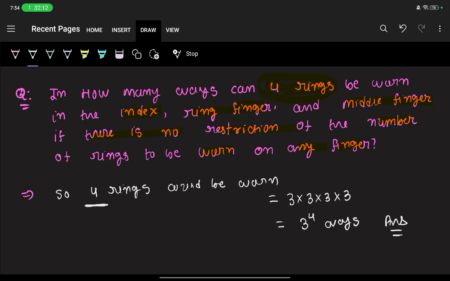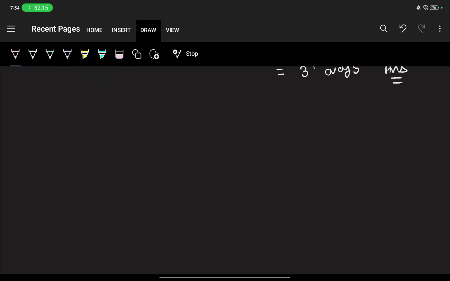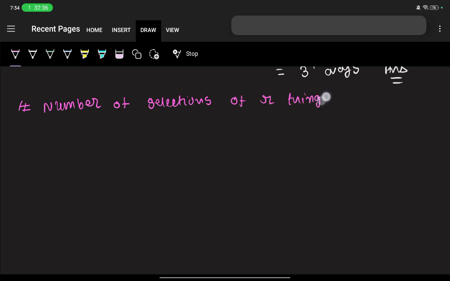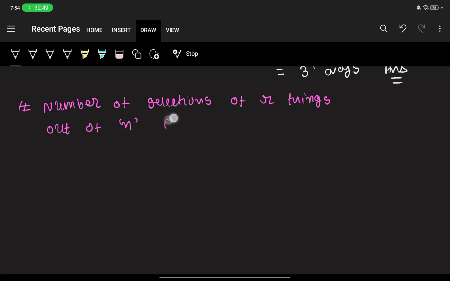Okay. Another property or another rule. Number of selections of r things out of n identical things is equal to 1. Okay.